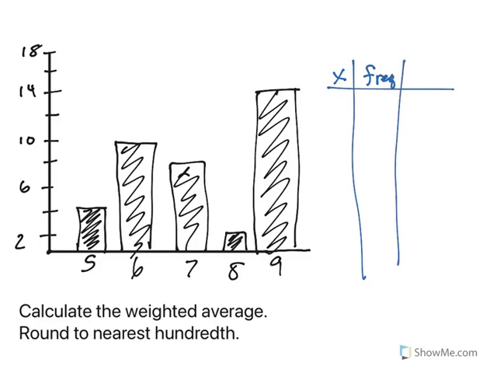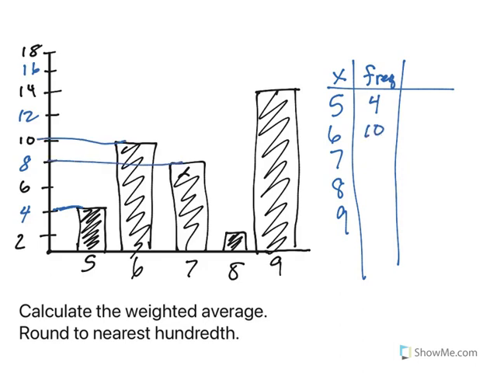So you'll notice across my horizontal axis, 5 through 9, those are my X values. So 5, 6, 7, 8, 9 under my X. Now for my frequency, I need to look at each one of these bars. So 5 has a height of, looks like 4. We can see the interval going up goes by 2. So 5 has a frequency of 4. 6 has a frequency of 10. 7 has a frequency of 8. 8 has a frequency of 2. And 9 has a frequency of 14.